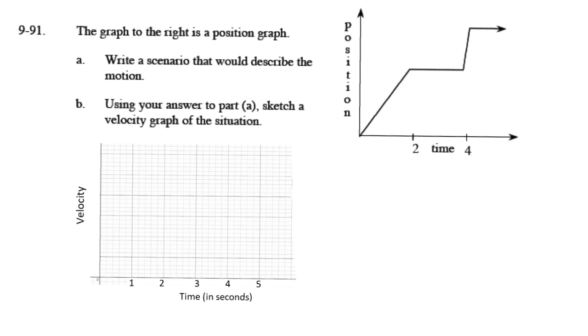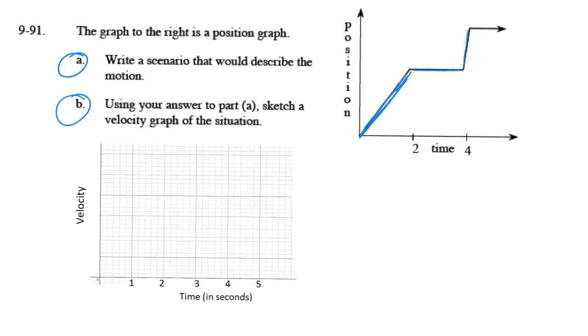The graph to the right is a position graph, and you want to write a scenario that would describe this motion. Looking at this one, I see that you're walking for the first maybe 2 minutes. If I imagine that this is time in minutes, you're stopping and then you're taking a couple quick steps and then stopping back again. So it seems like I'm walking for 2 minutes, stopping for 2 minutes, and then taking a couple of quick steps for maybe 2 seconds, and then stopping back again. So this is my scenario that I can write here.